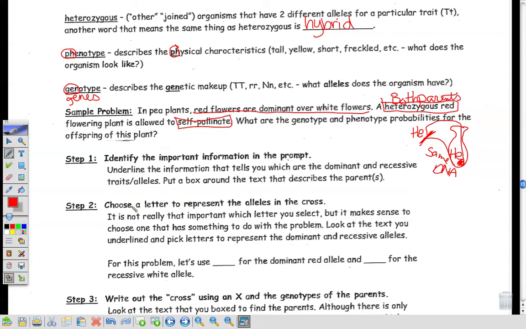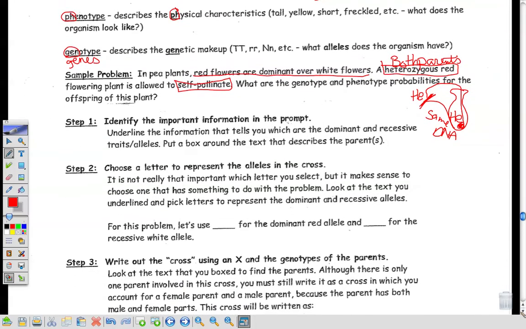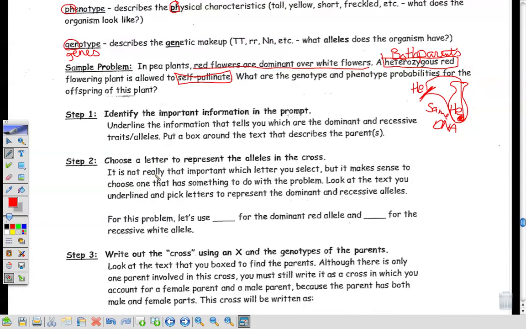Okay? Next, choose a letter to represent the alleles in the cross. It doesn't matter what letter you use. Normally the letter that we use has to do with the problem that we're talking about. Normally, bad letters to use are C's because a big C and a little c look alike, or P's because, again, they look alike. R's are good, so we'll use R for this one, for red, and a little r for white because it is the recessive, right? So you use the same letter, just the capital version for dominant, lowercase version for recessive.